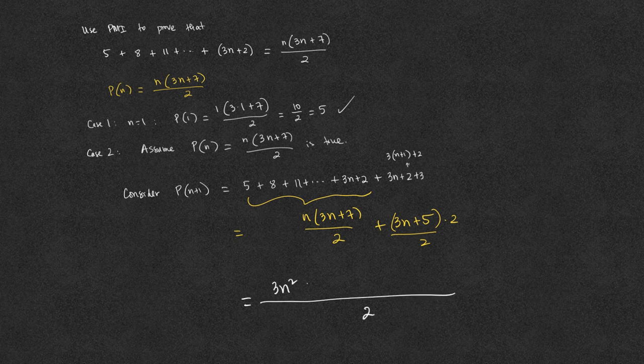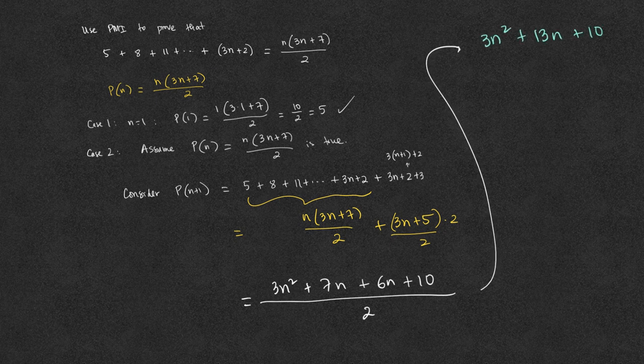We have 3n squared plus 7n plus 6n plus 10, which simplifies to (3n squared + 13n + 10) over 2. And the numerator can be factored as (n + 1)(3n + 10) over 2. But remember that we want to have it in the form input times (3 times the input plus 7) over 2 to say that the n + 1 case is true.